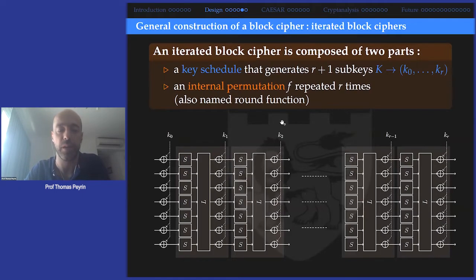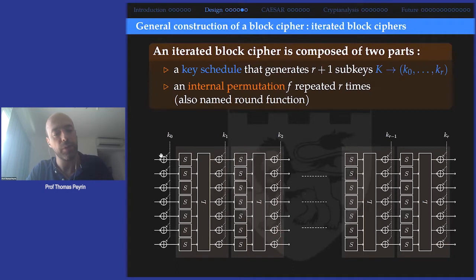So the F function will be depicted in here. This is the part. So this is one construction of block cipher. There are other types of construction, but this is the most popular one, I would say.